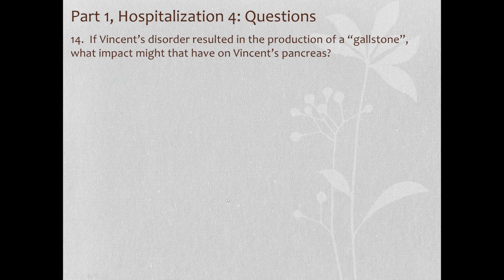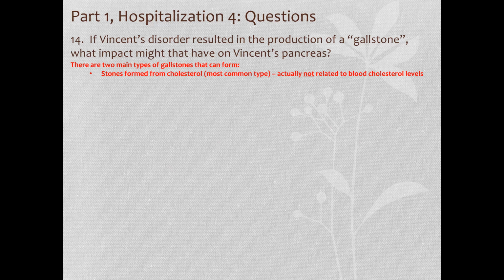So number 14, if Vincent's disorder resulted in the production of a gallstone, what impact might that have on Vincent's pancreas? So there are 2 main types of gallstones that can form. Some of them can form from cholesterol, and this is the most common type. And interestingly, whether or not you have bile stones that are formed from cholesterol is actually not related to your blood cholesterol levels. So even if you have normal blood cholesterol levels, you can still form gallstones.